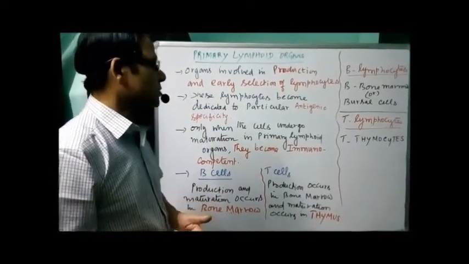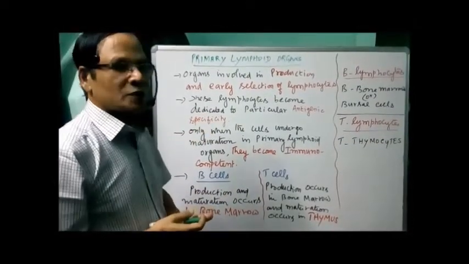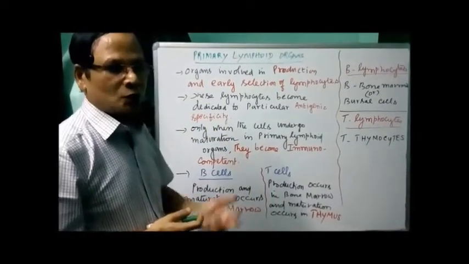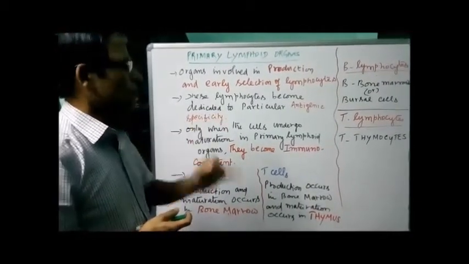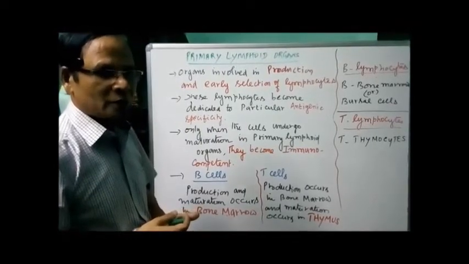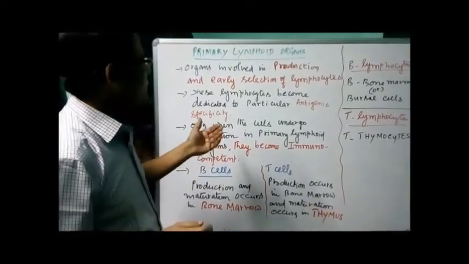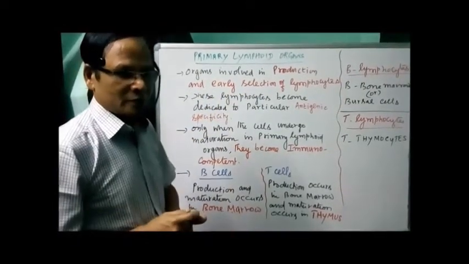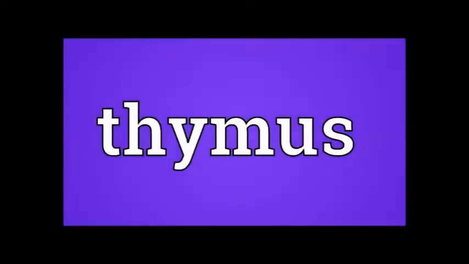Now, under the primary lymphoid organs, we have three examples. Two are from human beings: one is the thymus, another is the bone marrow. The next one is the bursa of Fabricius in the case of birds. Now we'll take the structural and functional aspects of the thymus with an illustration, then go on to the other structures.